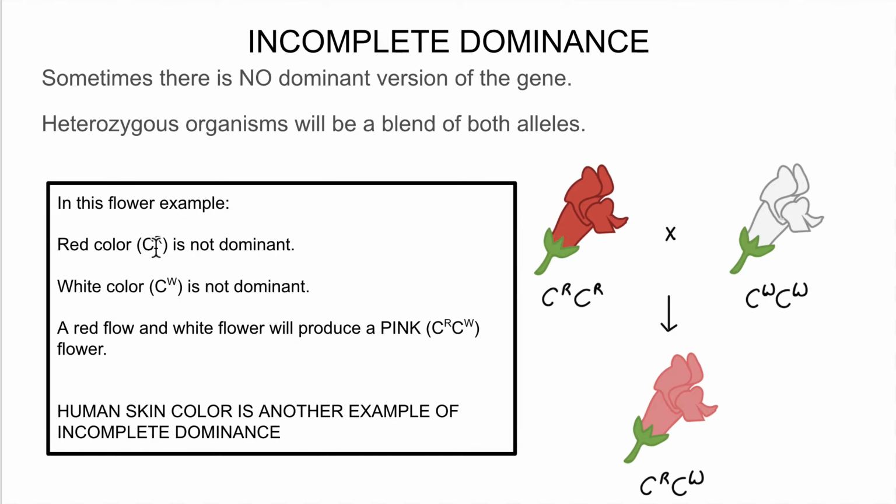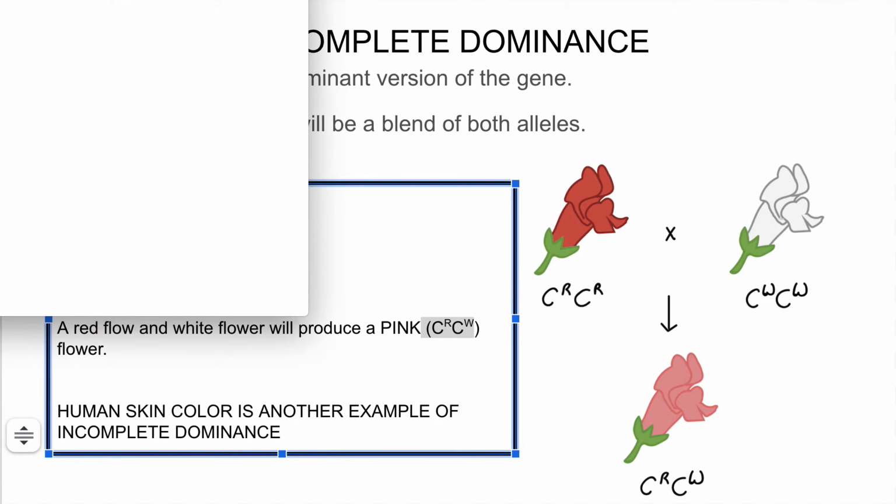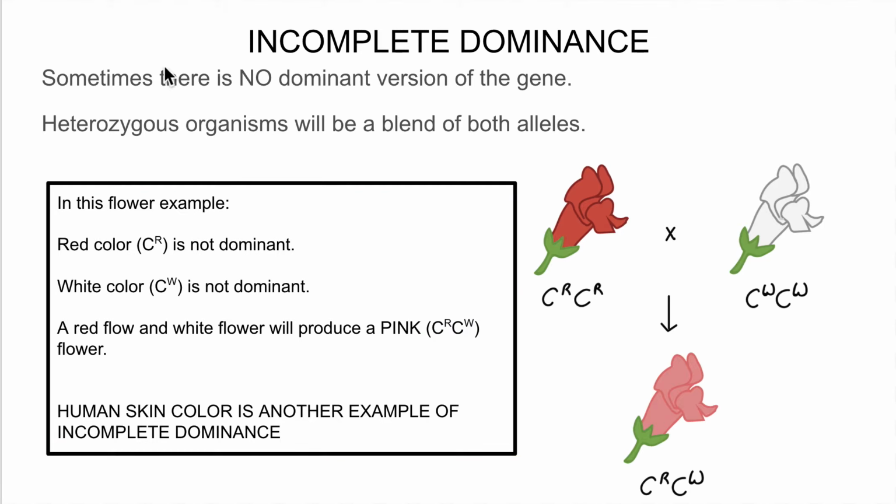So red color here, I noted it with C for color, and then I made it red. It's not dominant. C for color, and then the color is white. It's not dominant. So when I mix them together, I got red and white color here. I make a pink baby. A good example in humans would be skin color. If I have a really dark person that makes a baby with a really pale person, they're going to be somewhere in between. They're going to have that mix of skin color. So there's no really dominant version of skin color in humans.